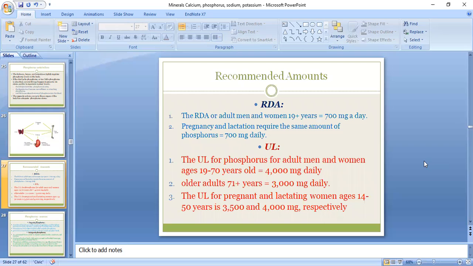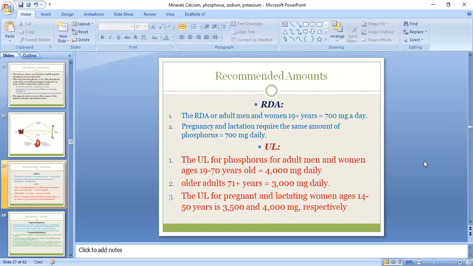Now, the recommended amounts of phosphorus. The recommended daily amount of phosphorus for adult males and females for the ages of 19 years and above is 700 milligrams daily. Pregnancy and lactation require the same amount, that is 700 milligrams daily.